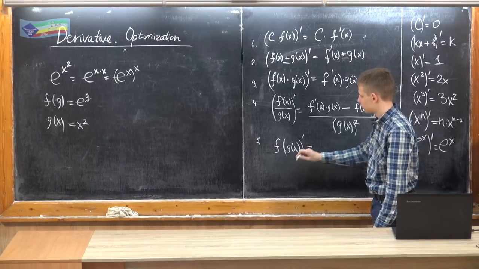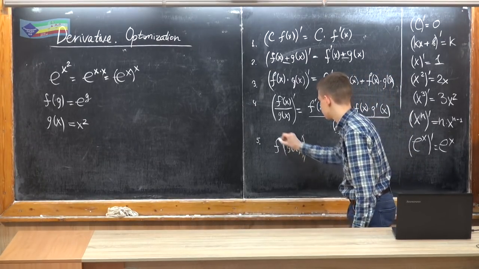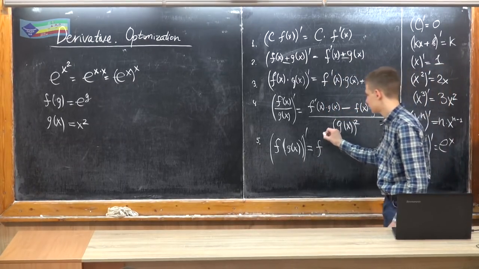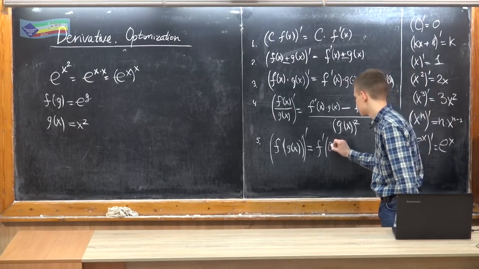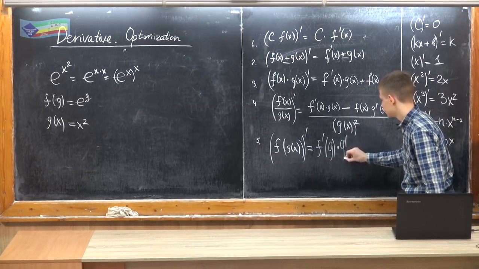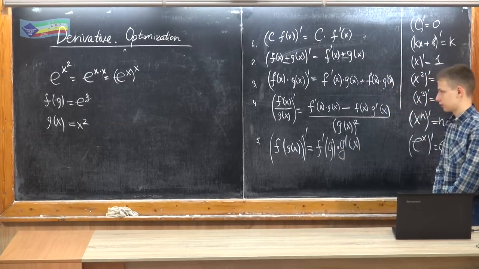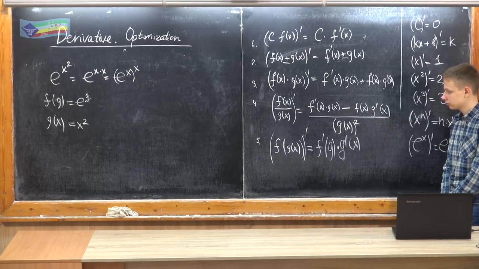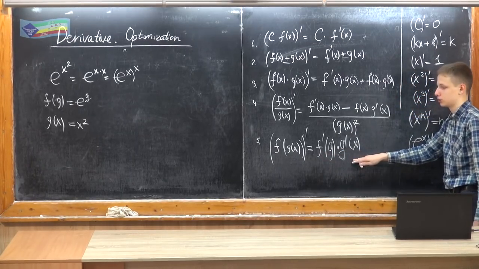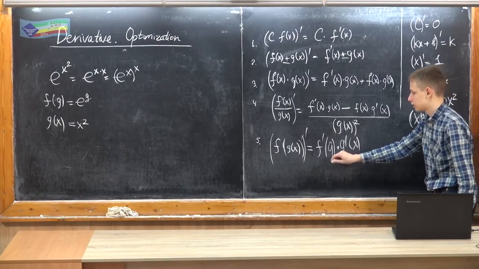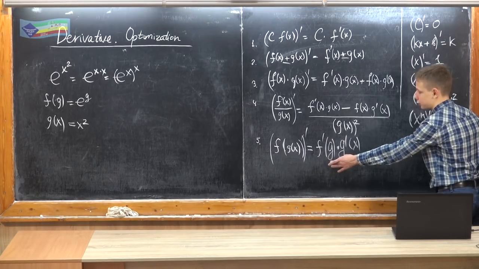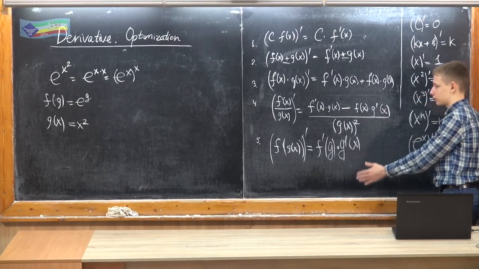So the derivative of such a function will be the derivative of the first function multiplied by the derivative of the second function. In the first case, we took the derivative by g, and in the second case, we took the derivative by x. So in the first case our main variable is g, and in the second case it is x, the argument of the function.